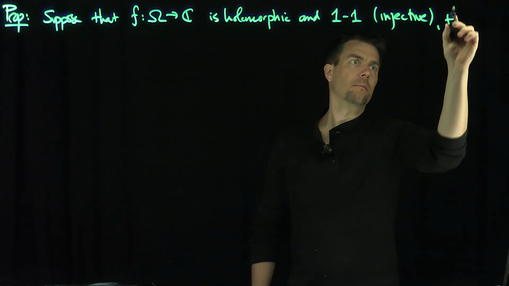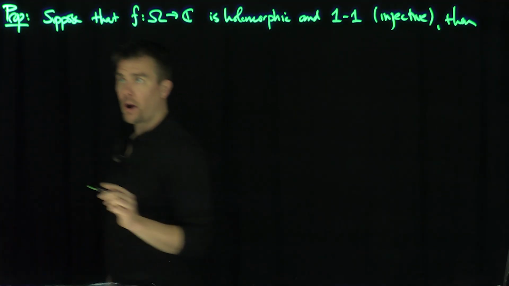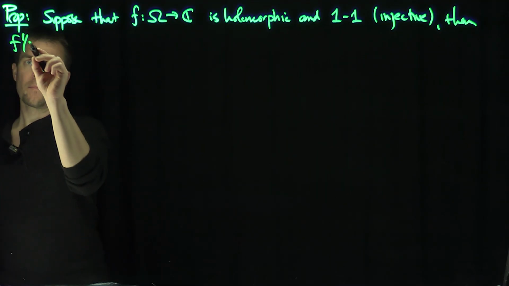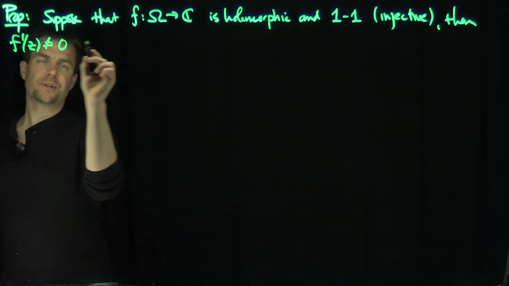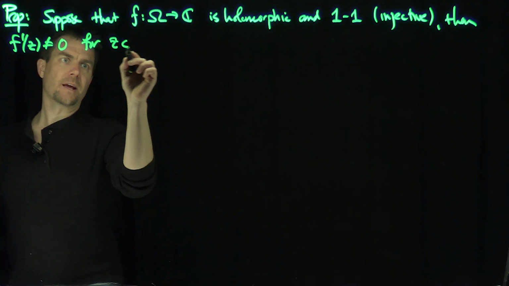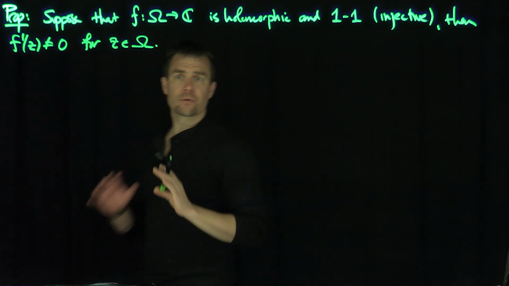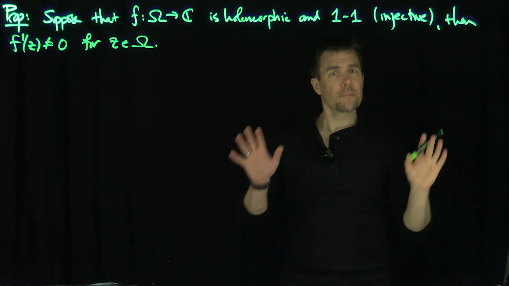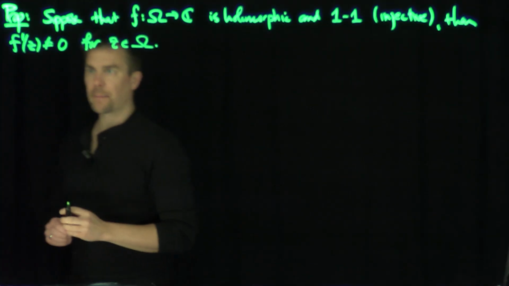Then f prime of z is not equal to 0 for z in omega. So when you're injective, the derivative can't be 0 at any point in the region, okay? Let's prove that, okay? Here's the proof of this proposition.